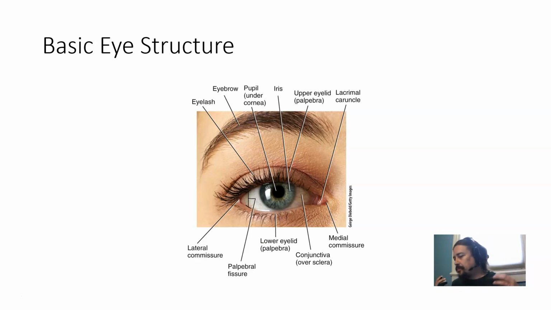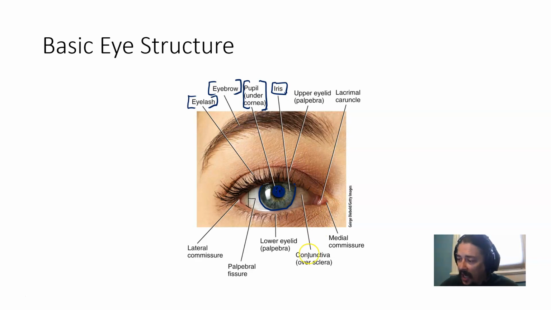A lot of this you probably already know. I don't think I have to explain what an eyebrow is or an eyelash. These are hairs that help prevent sweat and dust from getting into the eye. The parts of the eye that you can see: this pigmented portion of the eye is the iris. We'll talk more about that later. The purpose of the iris is to control the diameter of the pupil. That's the hole that light passes through.